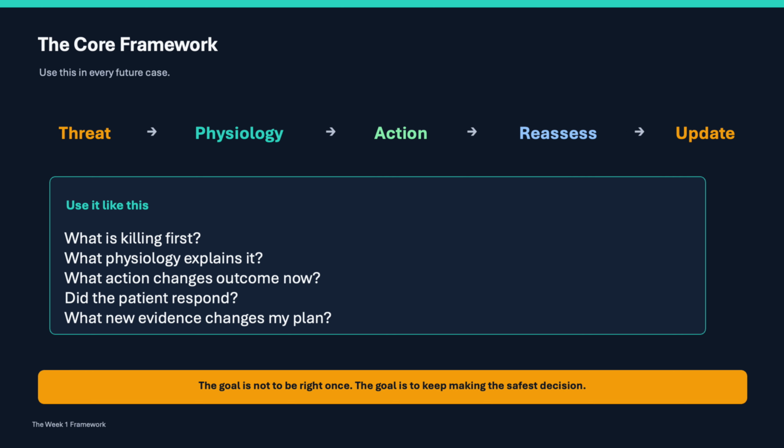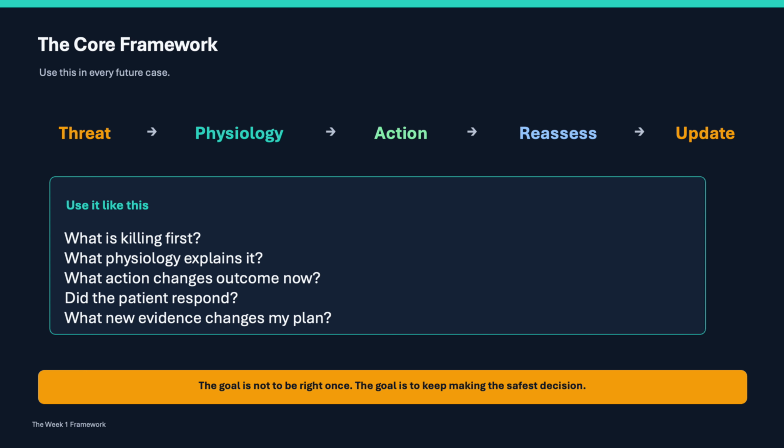The second step is physiology. What physiologic process explains the instability? Is the problem electrical, distributive, obstructive, hemorrhagic, or cardiogenic? The third step is action. What intervention can meaningfully change the patient's outcome now? Not after every investigation is complete, not after every consultant arrives. What must happen now? The fourth step is reassess.